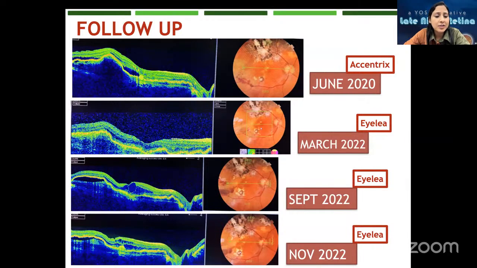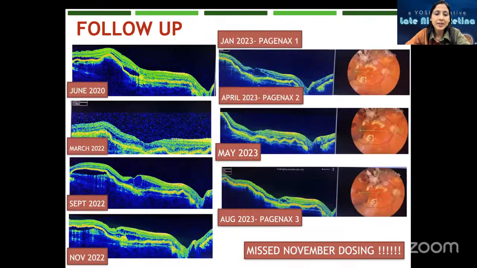But if you see, constantly the temporal elevation and the temporal subretinal heme was always there, and it made me unsure that one day it is going to bleed massively and I don't know what I'm going to do. So in January 2023, we shifted her to Pagenex because I would always see some cystic spaces at the fovea, which made me uncomfortable.